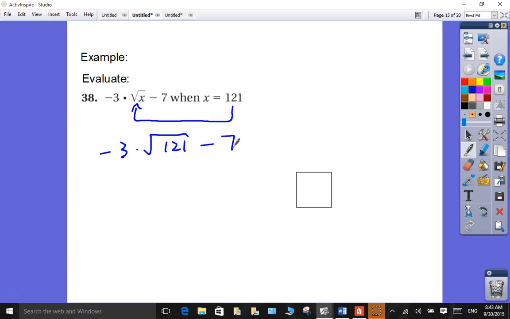Where do you think taking square roots falls in order of operations? I'm going to guess that, if you have a simplifiable square root, you probably do that first. Okay. So this will be negative 3 times, what is the square root of 121? 11 minus 7. Okay, now what's the operation we do next?